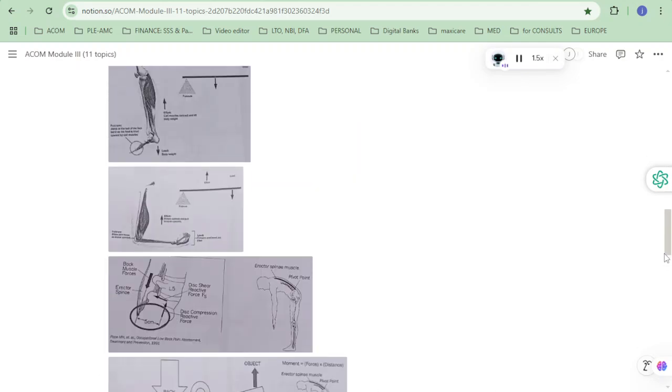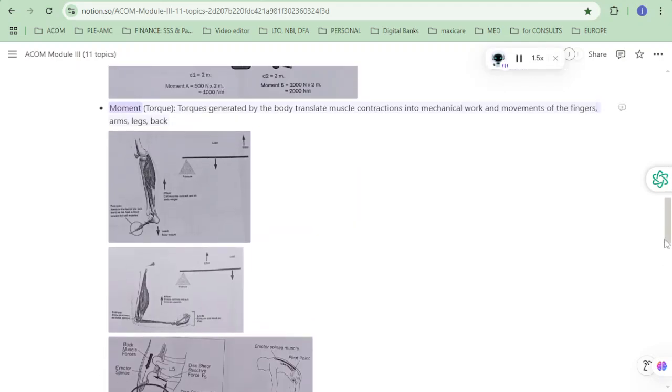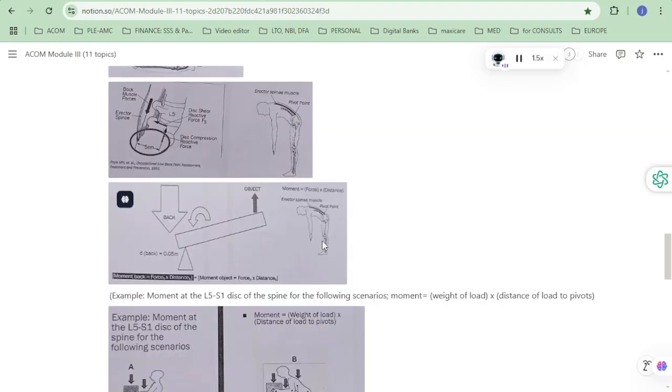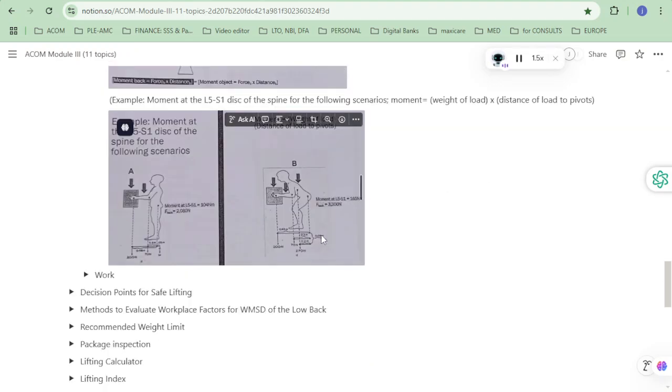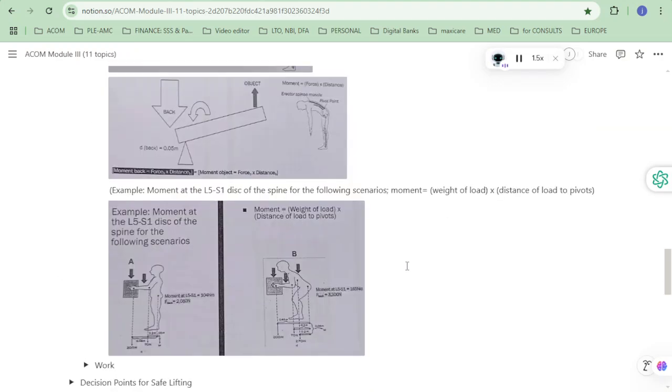Moment, torque. Torques generated by the body translate muscle contractions into mechanical work and movements of the fingers, arms, legs, back. Example, moment at the L5/S1 disc of the spine for the following scenarios. Moment equals weight of load x distance of load to pivot.